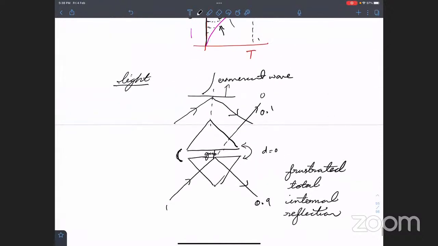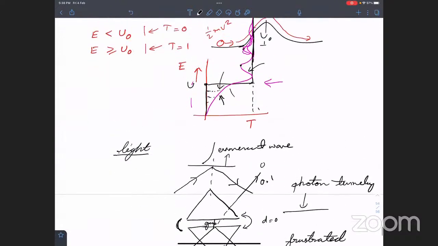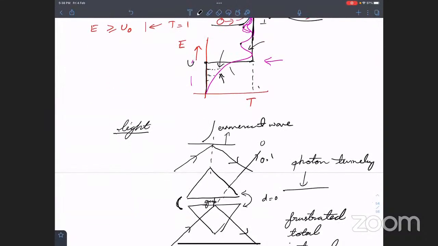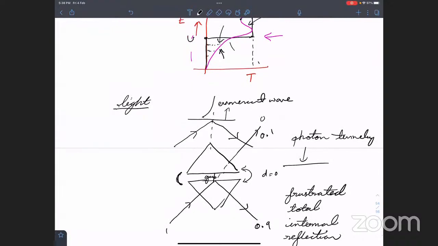And frustrated total internal reflection is nothing but a manifestation of photon tunneling. Photon tunnels. So if you have a problem with electron tunneling, and if you think, "I will never see this in my life," yes, you'll never be able to see physically an electron tunneling. That's simply not possible. You will see effects of it. If you build a device and measure its current, you will see a tunneling current. But physically you won't be able to see an electron cross.